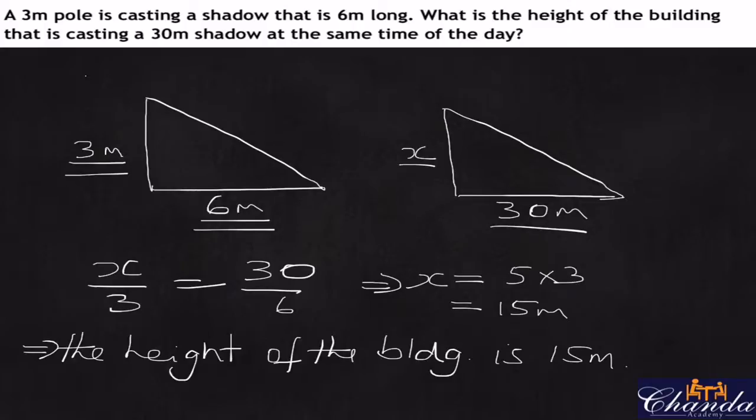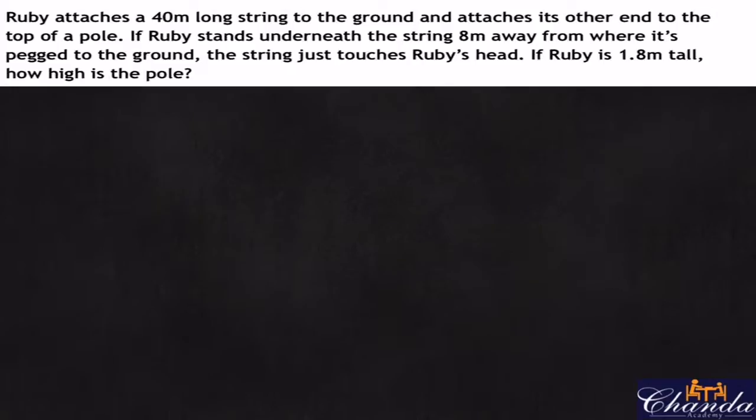Alrighty, let's move to the next question now. Okay, so this particular question says, Ruby attaches a 40-meter long string to the ground and attaches its other end to the top of a pole. Now, if Ruby stands underneath the string 8 meters away from where it's pegged to the ground, the string just touches Ruby's head. Now, if Ruby is 1.8 meters tall, how high is the actual pole?